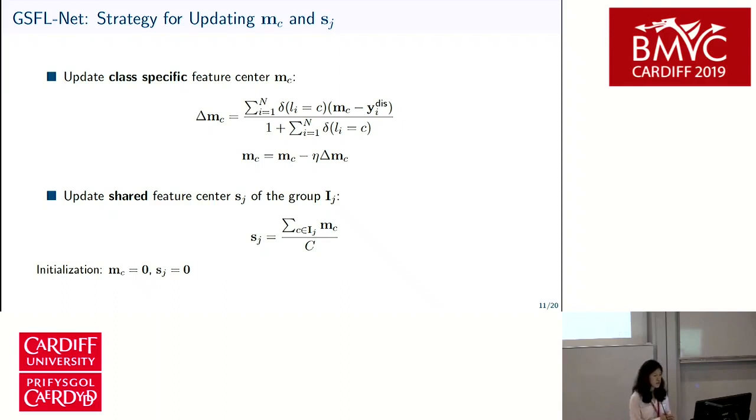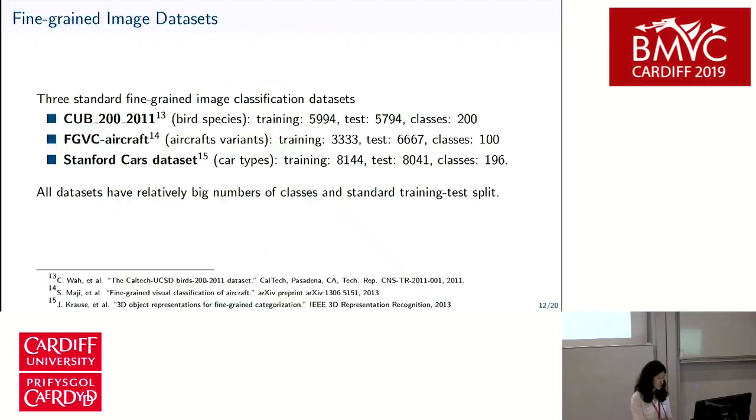The update of a class-specific feature center is similar to the stochastic gradient descent method. That is, we obtain the change of a class-specific feature center by averaging the discriminative components. And we use the scalar eta to adjust the learning rate of this class-specific feature center. Then we obtain the position of the shared feature center by averaging the class-specific feature centers within that shared group.